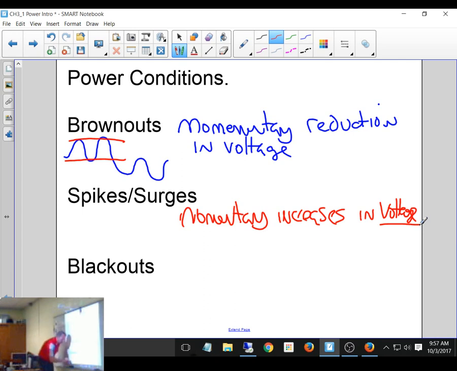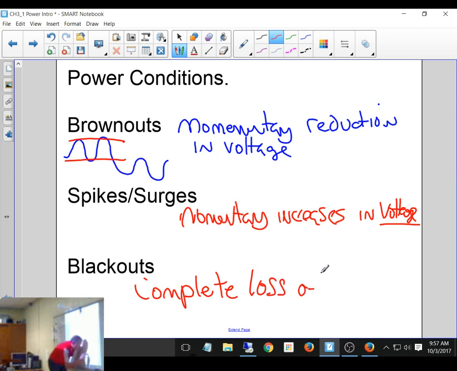Blackouts are complete loss of power. Okay, voltage goes to 0. There's no power at all coming through. Okay, that's what a blackout is. You guys have all had, I'm sure, at some point in your life where your house lost power because a tree fell on the limb, somebody hit a power pole, whatever. But a blackout is a complete loss of power.